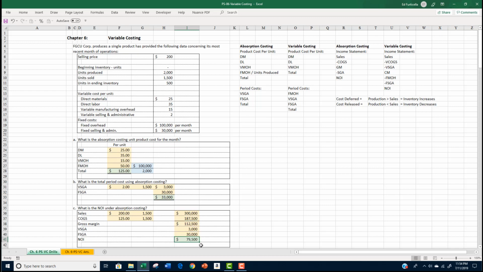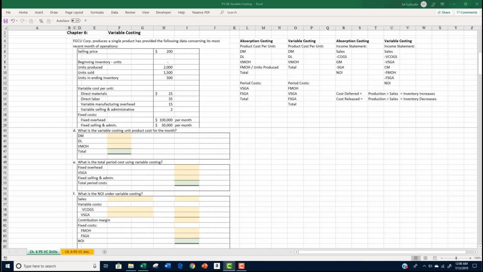Let's turn our attention to the variable costing method. For the variable costing method, we're going to do the same things. We're going to determine, first of all, the total unit product cost. Then we're going to figure out what the period costs are. Then we're going to prepare a variable costing income statement in order to determine the net operating income.